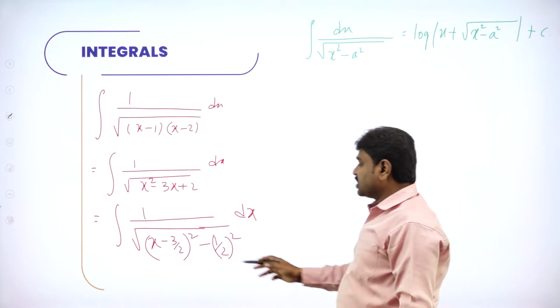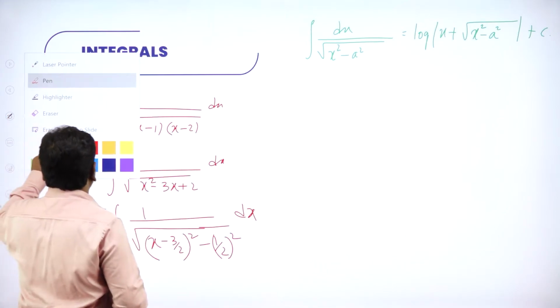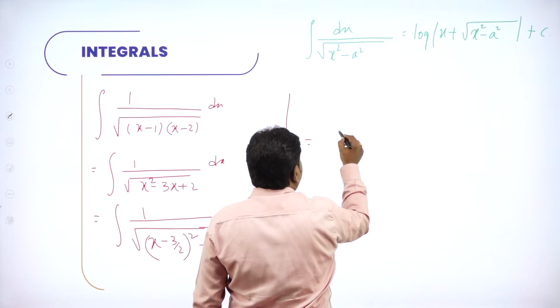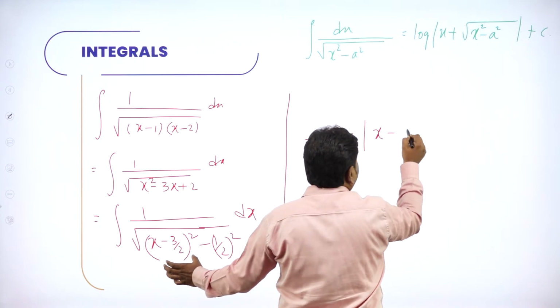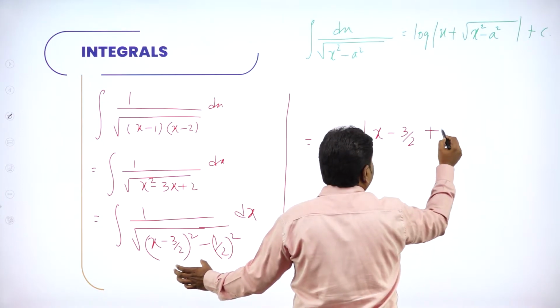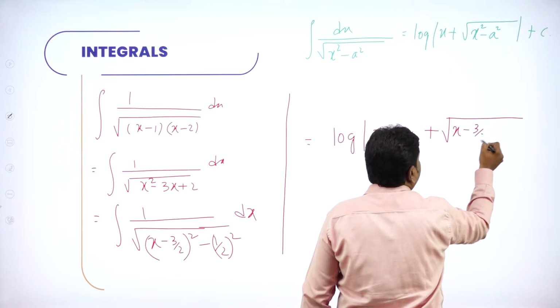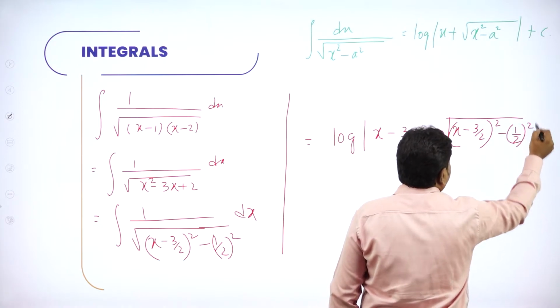So now in the place of x we have x minus 3 by 2, in the place of a we have 1 by 2, substitute it. So when you integrate this, the answer is log of mod of, in the place of x what you have? x minus 3 by 2 plus root of, in the place of x we have x minus 3 by 2 the whole square minus 1 by 2 the whole square plus c.